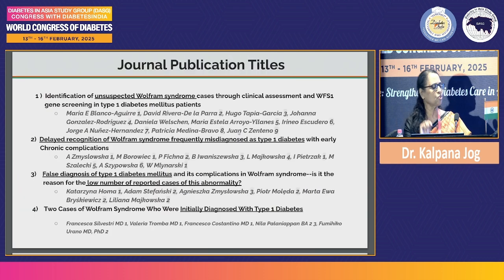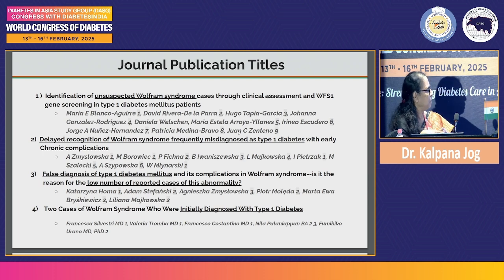Now, the clinical criteria are well defined, and then there is a genetic diagnosis available. It's possible to diagnose Wolfram syndrome at an early stage, because early diagnosis will definitely improve the quality of life, and second, it may delay the complications also. But delayed and missed diagnosis is often there, which is reflected in various international and national publications, as well as in case reports. Here are a few titles I have illustrated.